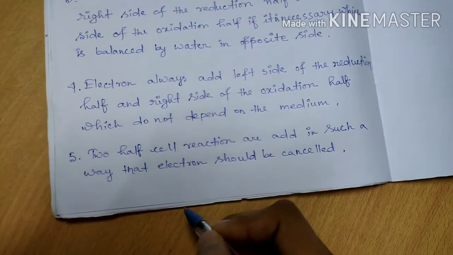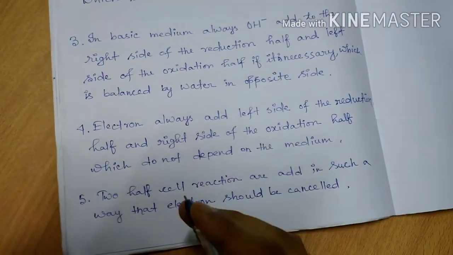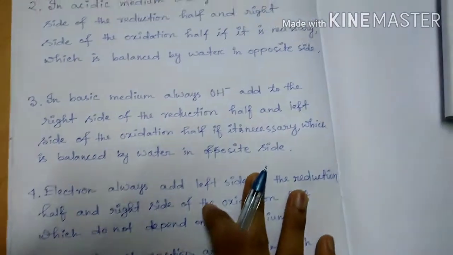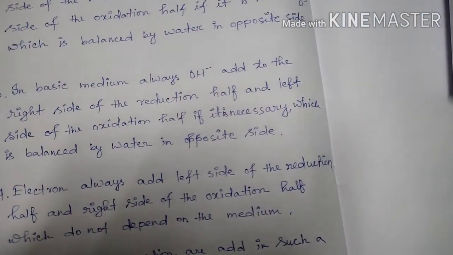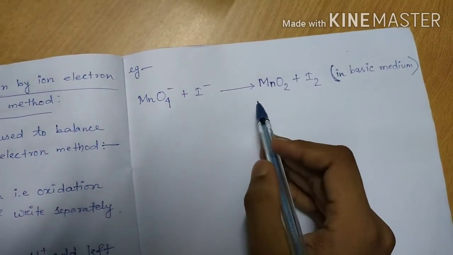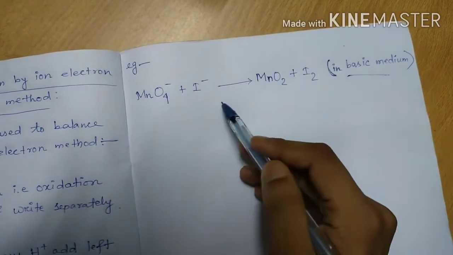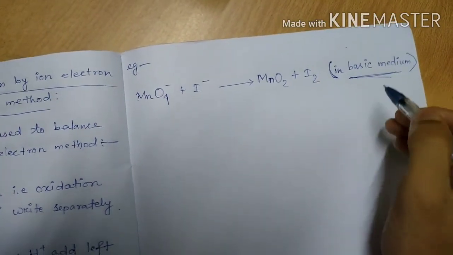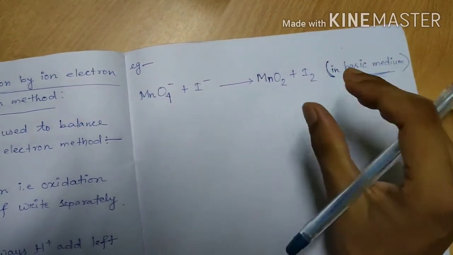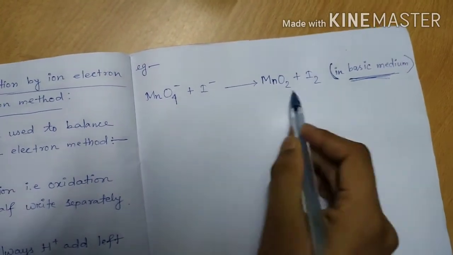Now let us take one example of how to balance a redox reaction by using these five rules. Let us consider this reaction, and it is given that this reaction is in basic medium. So we have to balance this redox reaction in basic medium, not in acidic medium. First of all, you have to find the oxidation number of each compound present in this reaction.